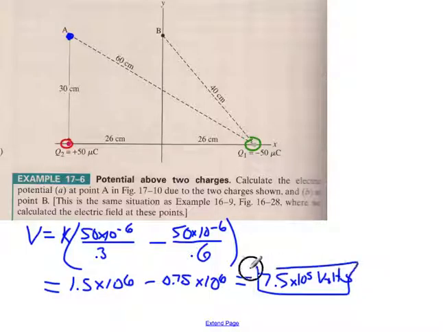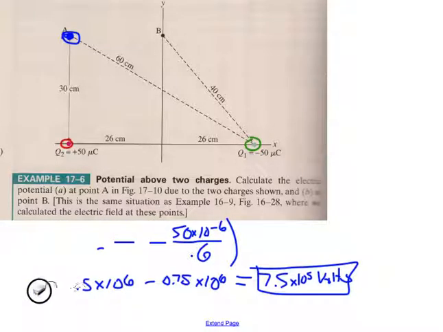So if we're up here in this guy's spot, we have that much positive potential energy. And I think that makes sense because this guy is contributing more potential energy than this guy because he's closer. Anyway, so what about at point B? Let me erase all this stuff. Give me just a sec.